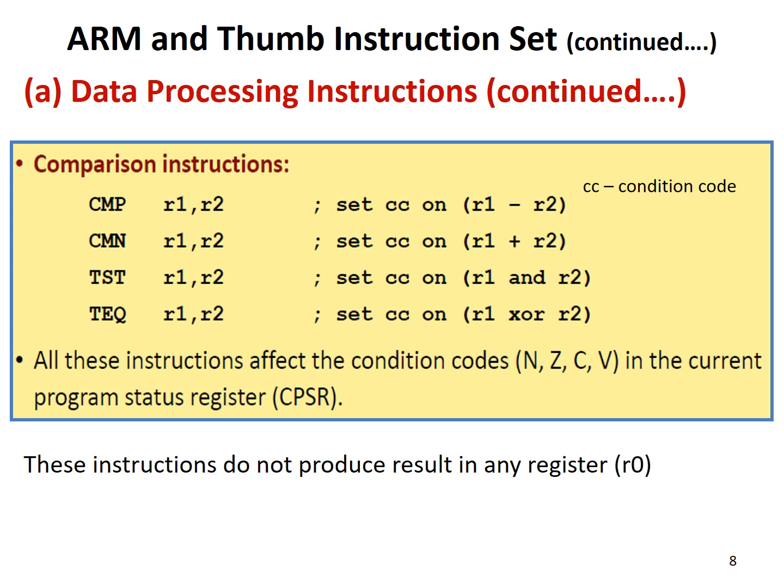Similarly, for compare negated, it will perform R1 minus of minus R2. Minus of minus R2 becomes plus R2. So based on the R1 plus R2 result, it will affect the condition codes. For the test R1, R2, it will perform R1 AND R2, and based on the test result it will affect the condition codes. Similarly for test equal. These instructions do not produce a result in any register.